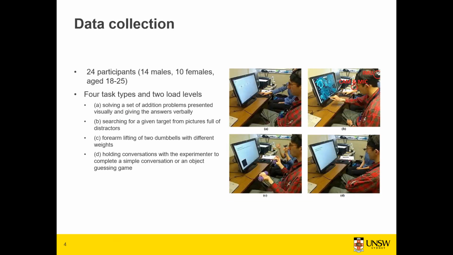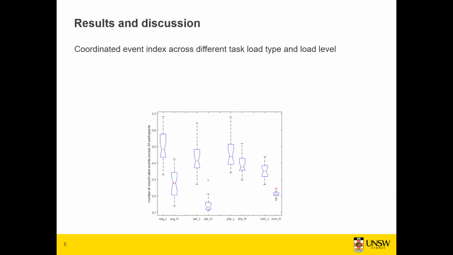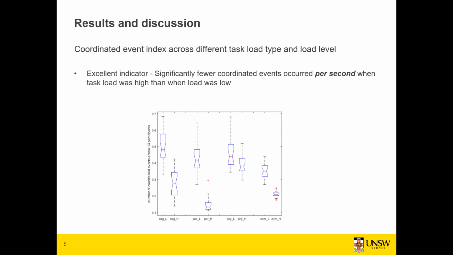We collected data from 24 participants with a wearable infrared webcam and IMU as shown in the second photo. They completed 4 task types with 2 load levels. Details can be found in our paper. The results are quite promising. This figure shows a coordination measure on the y-axis, and 2 load levels of each load type on the x-axis. We find significantly fewer coordinated events occurred per second when task load is high than when load is low. It is worth mentioning that the conclusion does not change with tolerance windows.